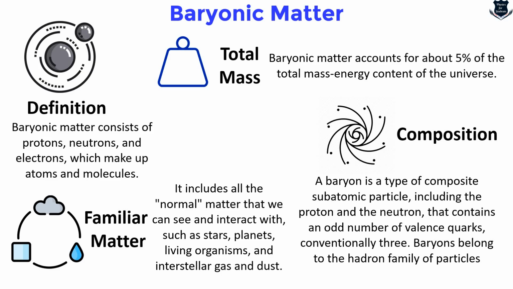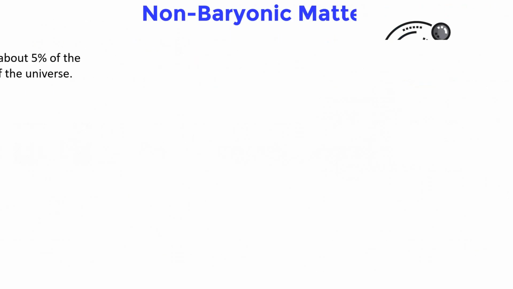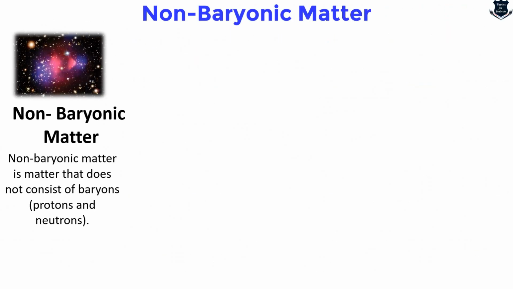And if you talk of the composition, then a baryon is a type of composite subatomic particle. If you delve deep, then it will contain certain quarks, and baryons belong to what is called the hadron family of particles. I'm not going into that, it's a part of particle physics. So what you see around is the baryonic matter. What you don't see is what is called the non-baryonic matter. So it is matter that does not consist of protons.